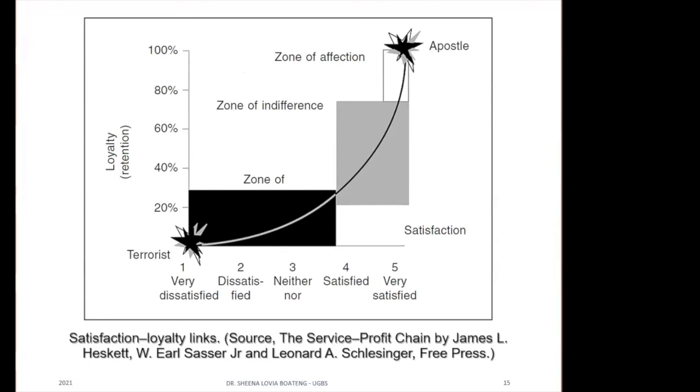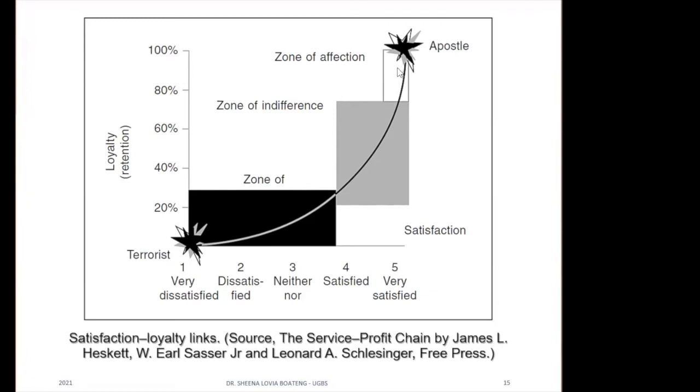Now, one of the main reasons why this is important is exhibited in this model that I'm about to show you by Hesketh et al. This model talks about the satisfaction loyalty link and expresses the benefits of keeping your customers satisfied at the highest level. Looking at the diagram, you can see that we have two axes, the loyalty axis and the satisfaction axis. The more satisfied a customer is, the more they move up towards what we refer to as the zone of affection.